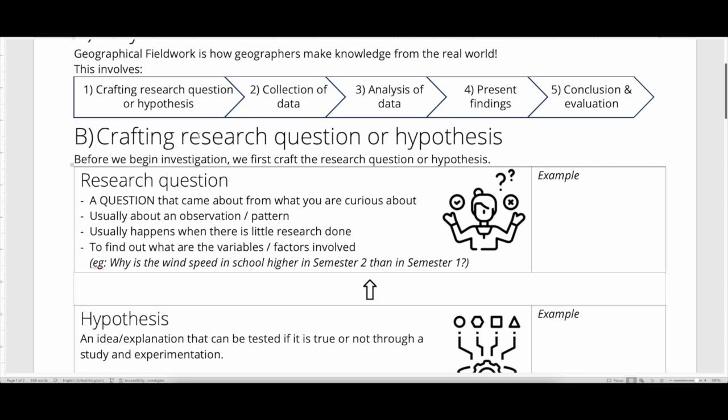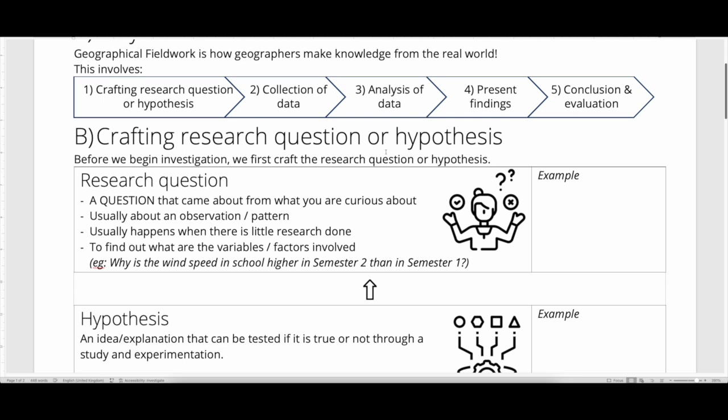So firstly, research question, hypothesis, what is this about? Basically, before we start investigation, we will always craft a research question or a hypothesis. Okay, now these are difficult terms, new terms, proper terms. But if you think about it from a day-to-day life perspective, you will find that it is something very natural. So before we find out about things, we will always have questions.